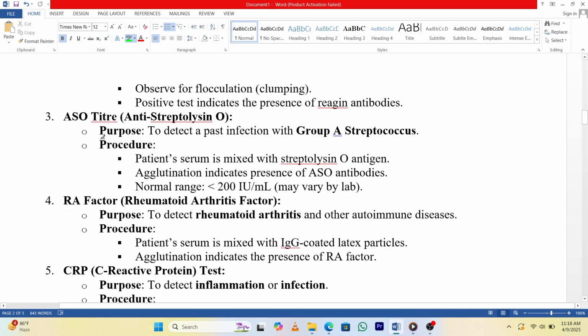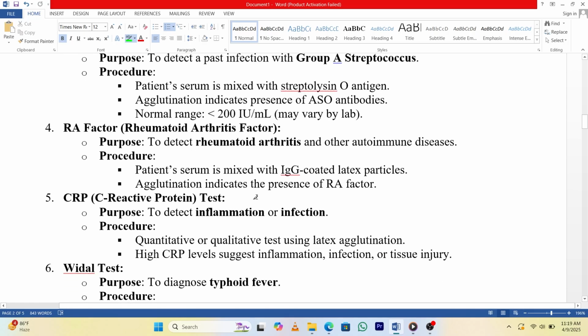3. ASO titer, anti-streptolysin O. Purpose, to detect a past infection with group A streptococcus. Procedure. Patient's serum is mixed with streptolysin O antigen. Agglutination indicates presence of ASO antibodies. Normal range, less than 200 IU/ml, may vary by lab.